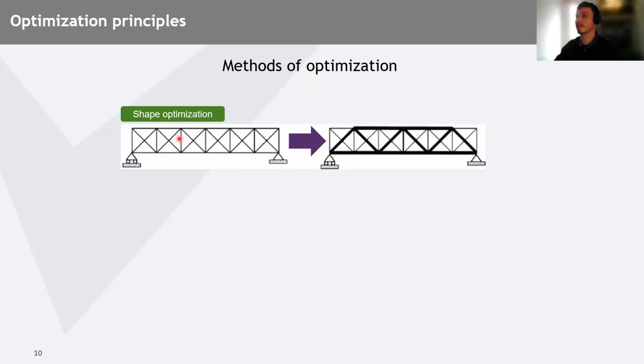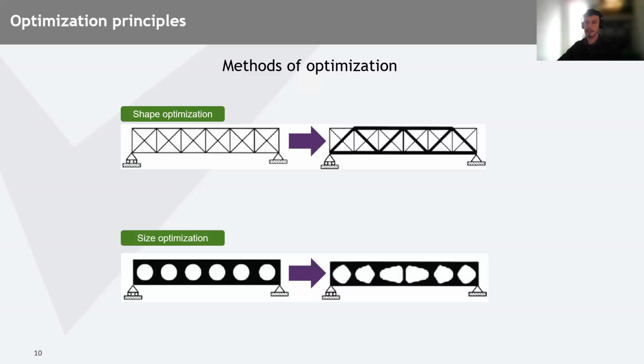We can see that some of the members are basically not needed. The stress is very low there. We can maybe change the overall global geometry of our structure, and all of this can be done within one software. And the next method of optimization is size optimization. This part involves adjusting the dimensions. So, for example, thickness, diameter, length of structural elements.